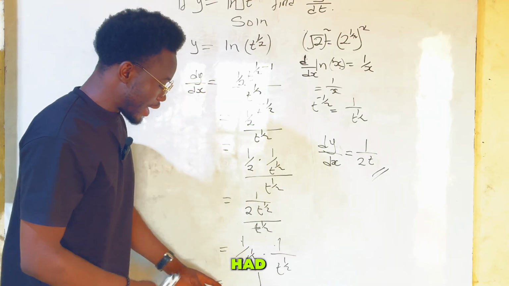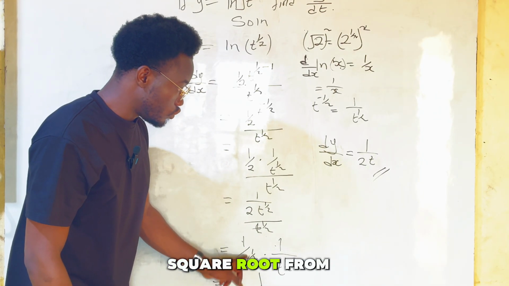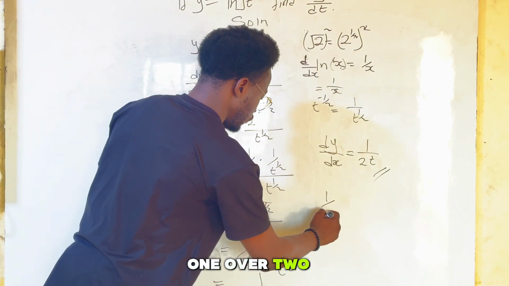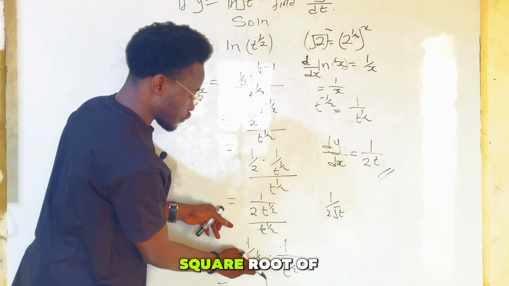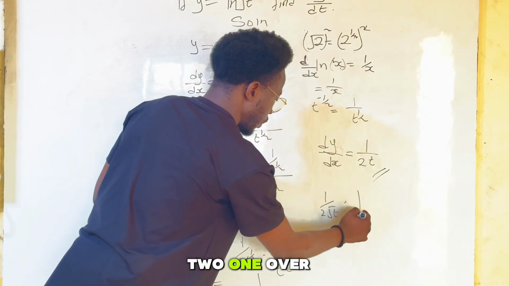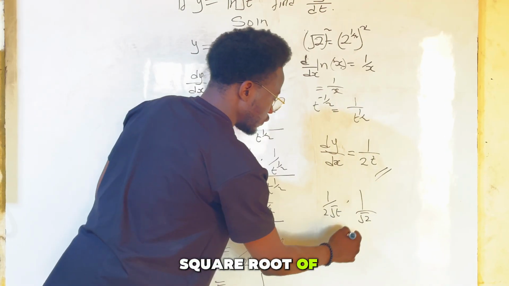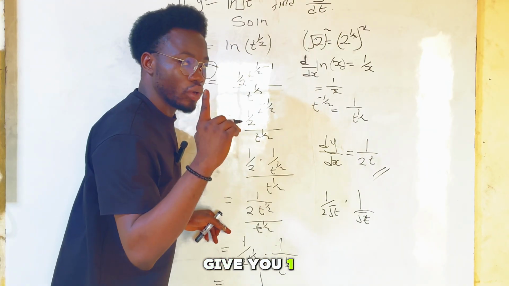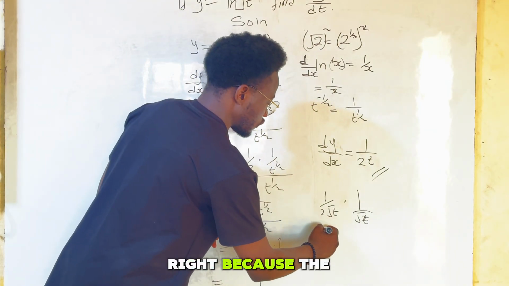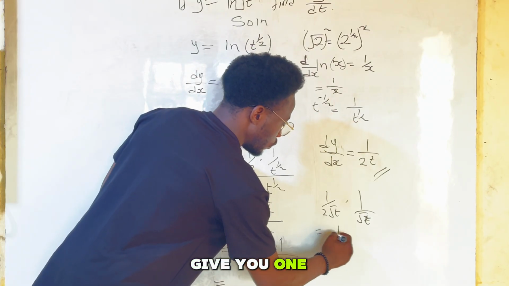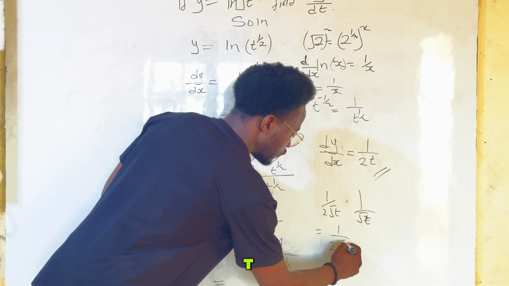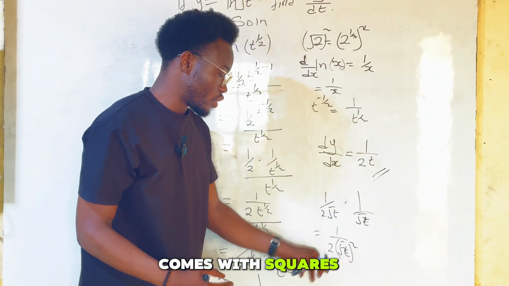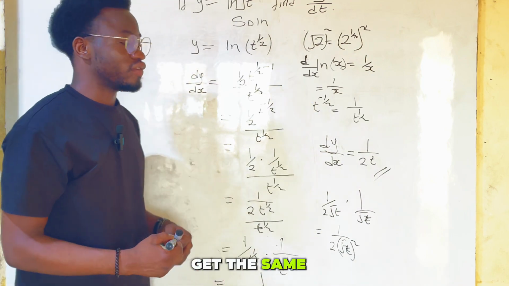Note that if I had taken this, changed this to the square root from here, I have 1/2 times 1/square root of t, divided by the square root of t. And this 2, 1/square root of t, square root of t times square root of t will give you t. Right? Because the two of them will give you 1 over 2 times square root of t squared. Well, there are 2, it is squared. And the square comes to the square root, leaving only t. And so you come back to get the same thing.